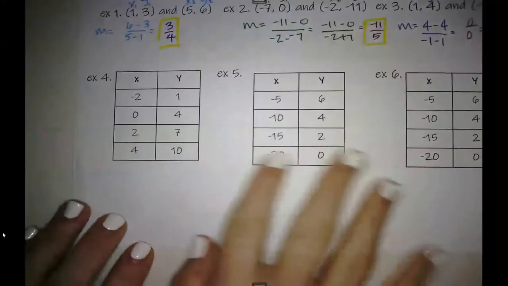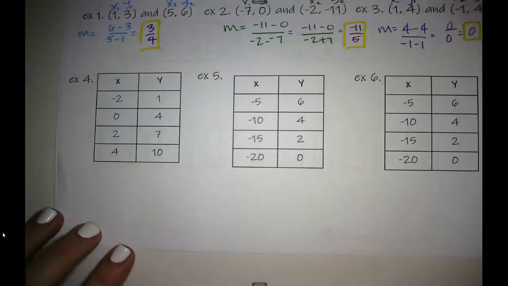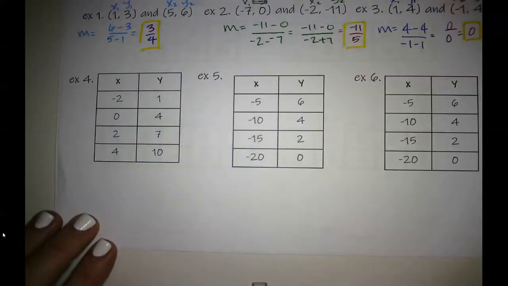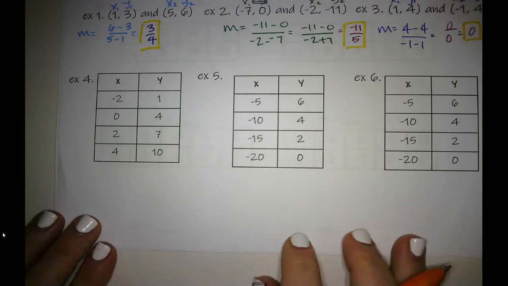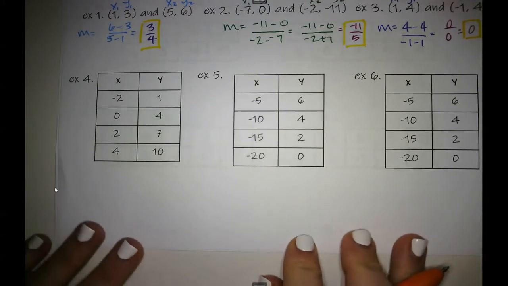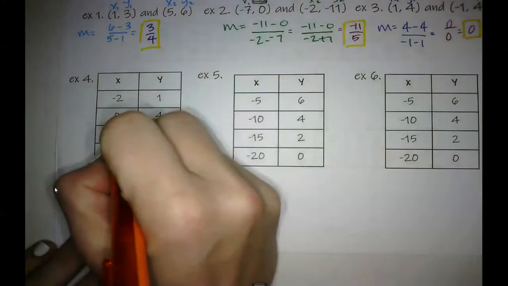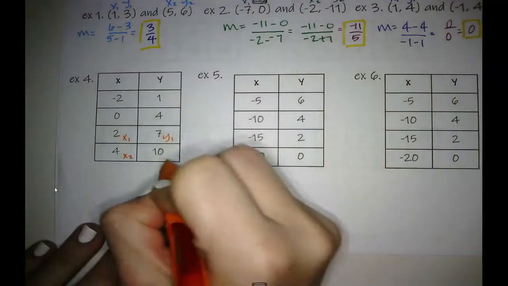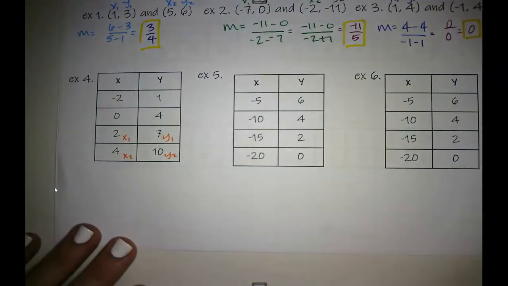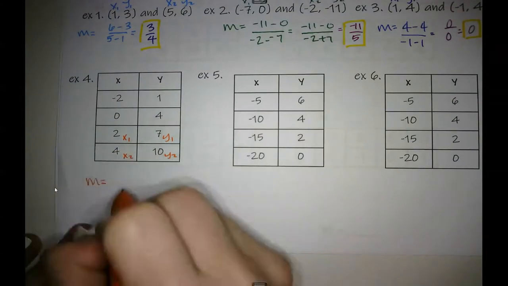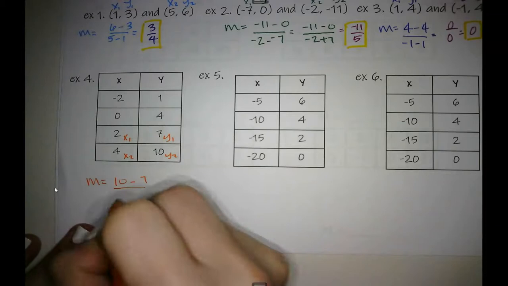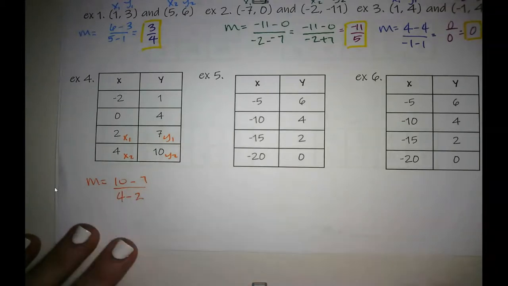All right, I'm not going to do all three of these. I'm just going to do one. But if you are given a table, just pick which 2 points you want to use. So I'm going to choose this as my x1, and then this would be my y1, x2, y2. M equals y2 minus y1 divided by x2 minus x1.